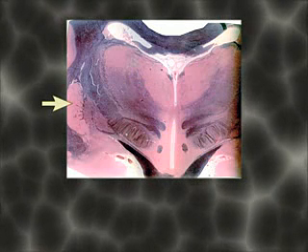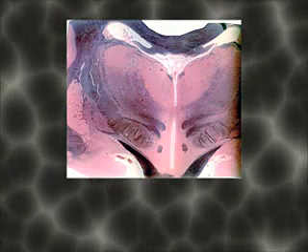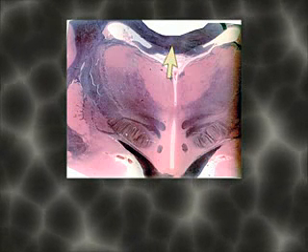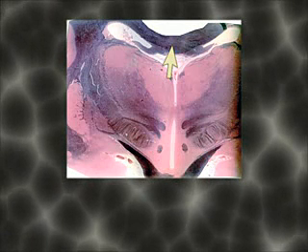Over here is another nucleus. These are all individual nuclei that are located in this area of the brain. It's a sort of telencephalic, diencephalic junction. Where you see black structures, these are the axons of the brain.